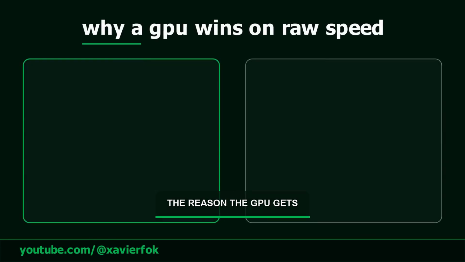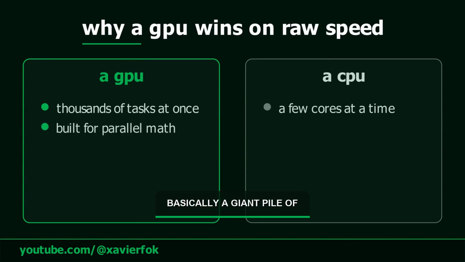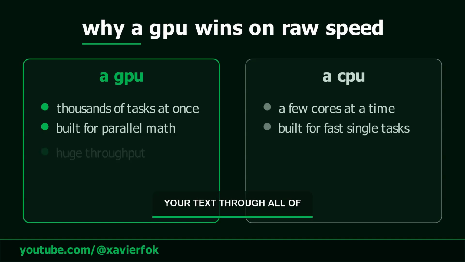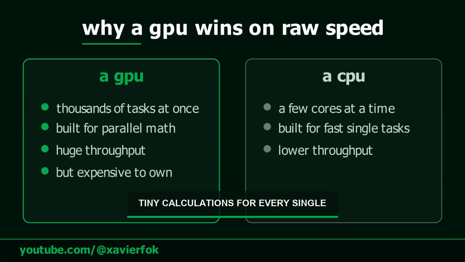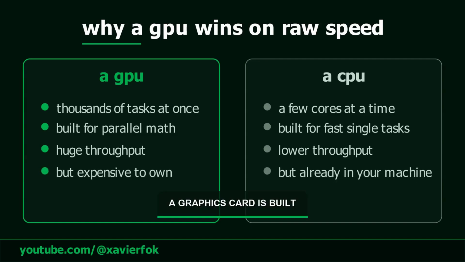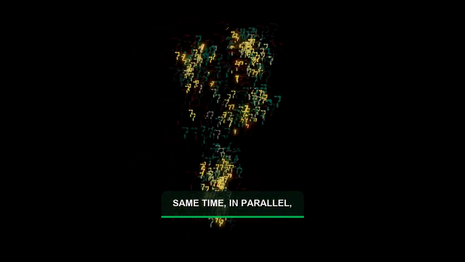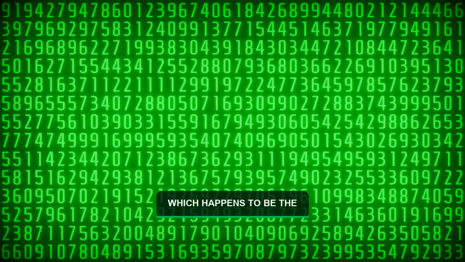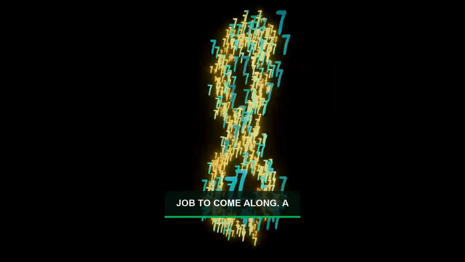The reason the GPU gets all the attention comes down to 2 things: memory and math. A language model is basically a giant pile of numbers called weights, and to generate a single word, it has to push your text through all of those numbers and do an enormous amount of multiplication. We are talking billions of tiny calculations for every single word it produces. A graphics card is built to do thousands of those little multiplications at the very same time, in parallel, which happens to be the exact shape of this problem.